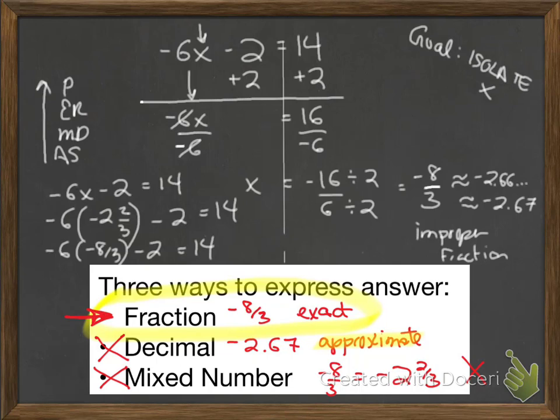So don't be surprised on an exam or homework if you supply an answer that's a decimal or a mixed number, it may be marked wrong. Because again, we do not use that. We don't want a decimal approximation, we don't want a mixed number, we want a fraction, even if it's an improper fraction. All right, let's do a few more examples.